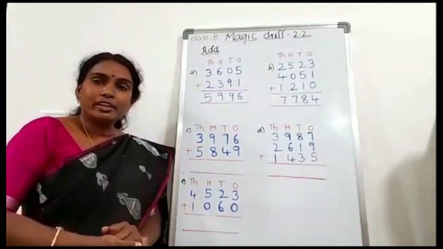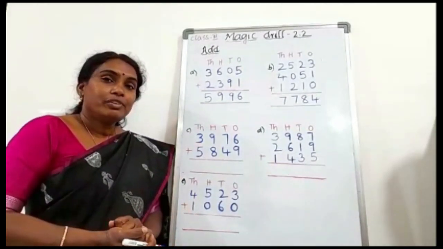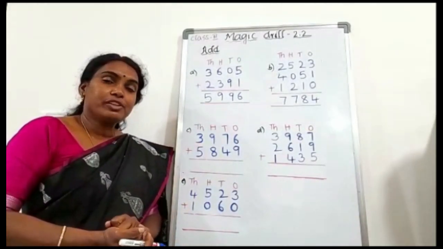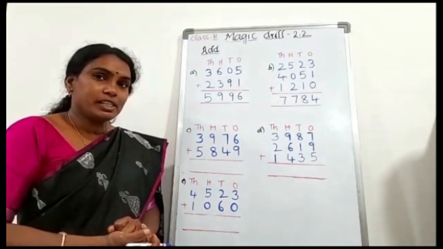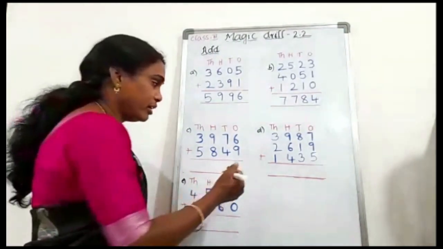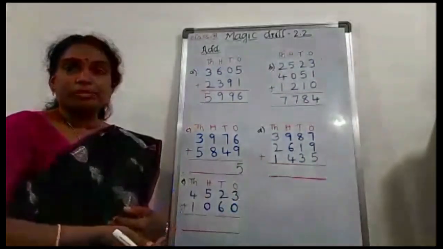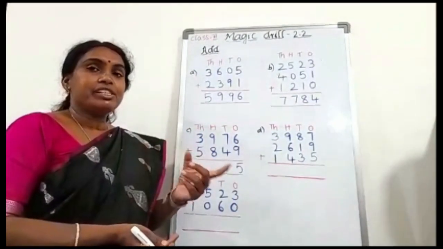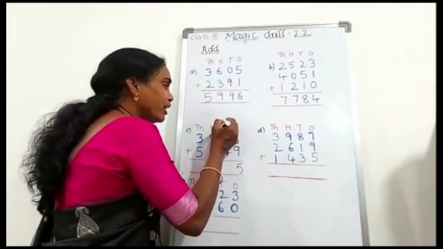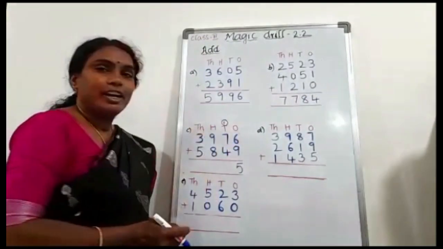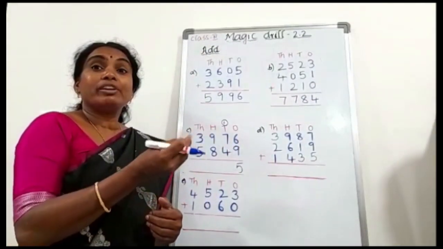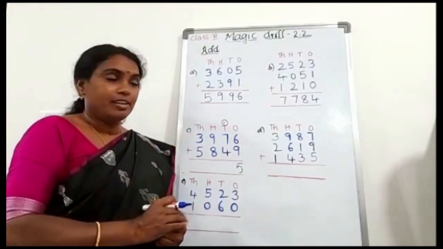Okay, children. Then 15 ones we can write as 10 ones plus 5 ones. So 5 ones we write here, under the ones column. Then 10 ones is equal to 1 ten. That ten we regroup to the tens column, meaning in the tens column we add one more ten.